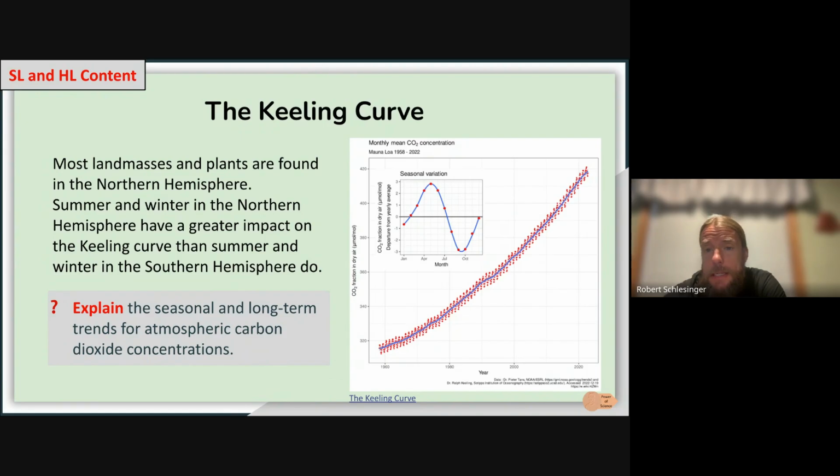And so on an IB exam, you might see the Keeling curve. It's a pretty popular diagram. Sometimes it shows up on paper 1B as a test of how you can interpret curves. And so you want to look at some different things here.